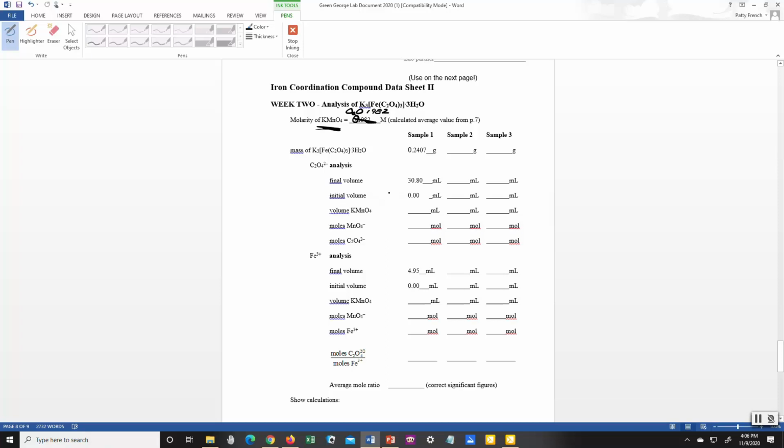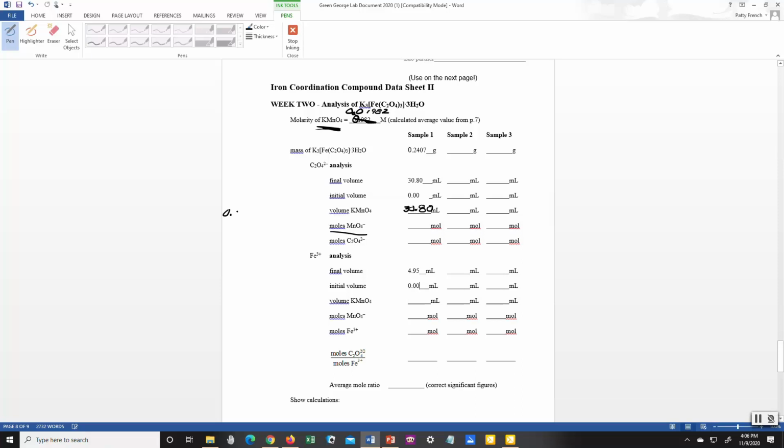So when they went from colorless to pale pink, the volume they had used for the oxalate analysis was 30.80 milliliters. Since their initial volume was 0, their actual used volume of potassium permanganate was 30.80 milliliters. So now to find the moles of potassium permanganate, we can use the molarity of the permanganate solution.